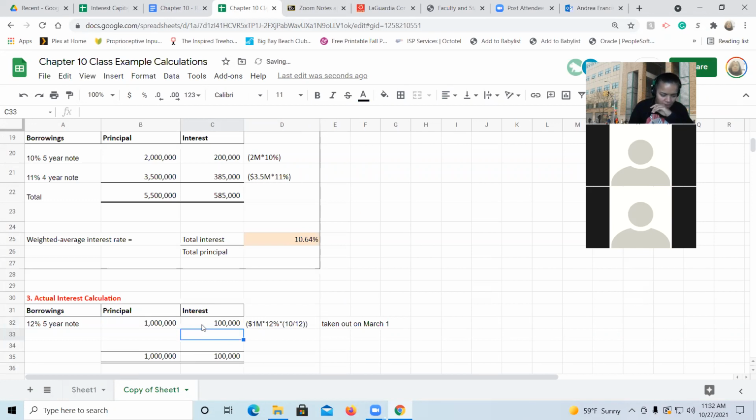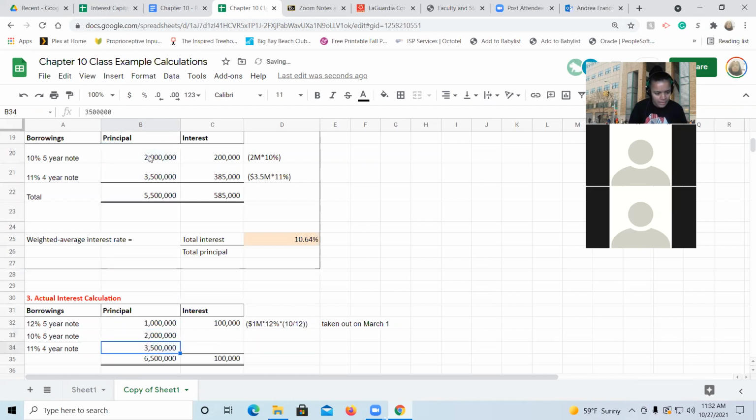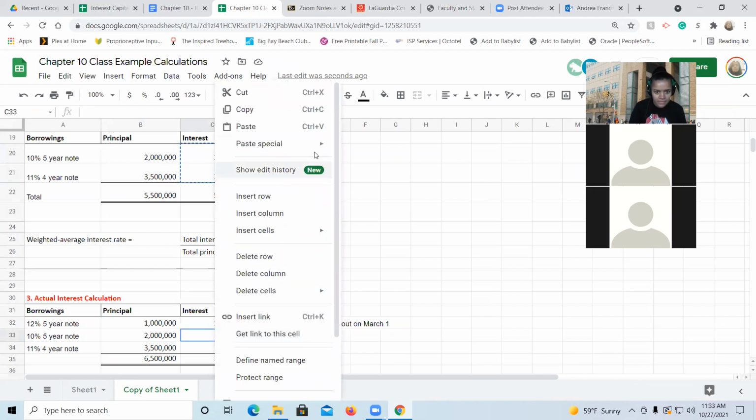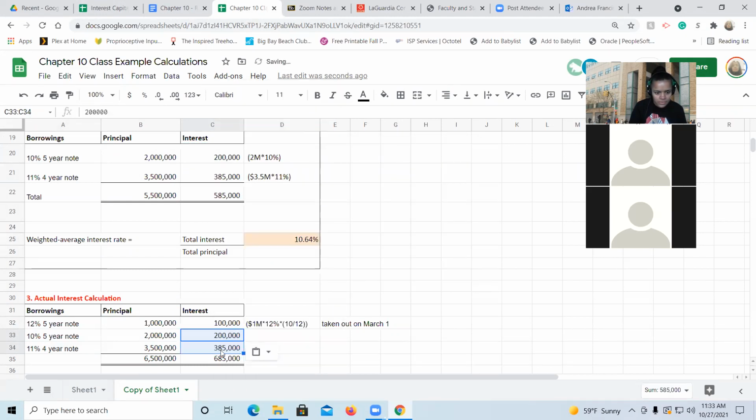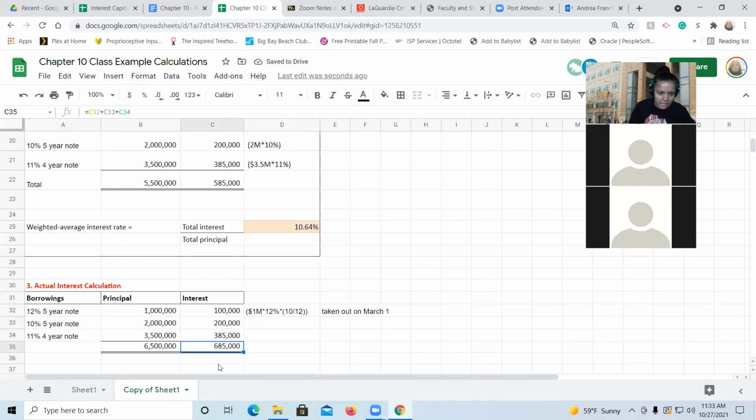So 100,000. And then the other two notes are basically the same things from up here, the 10% note and the 11% note. It's the same, right? 2 million and 3.5 million. You're just bringing it down from there. So the total debt is 6.5 million, not that we really care. And hopefully these formulas will hold. Otherwise, I'll probably just have to paste them as values. So 685,000 is the actual interest for the year.